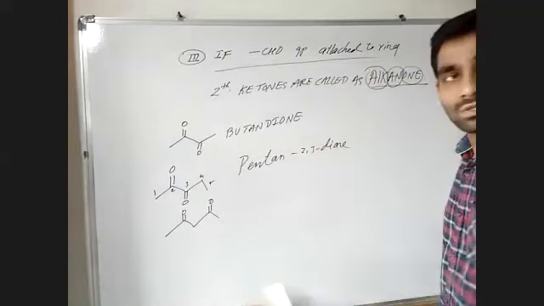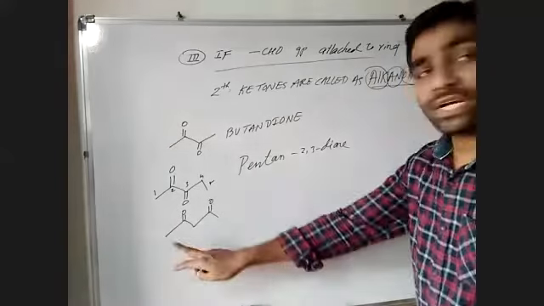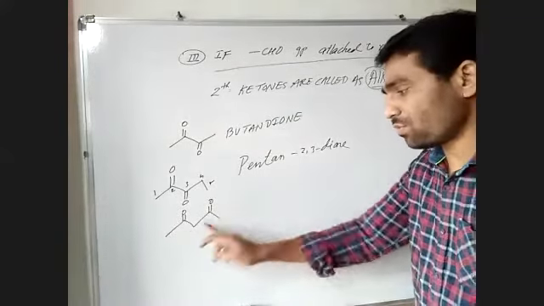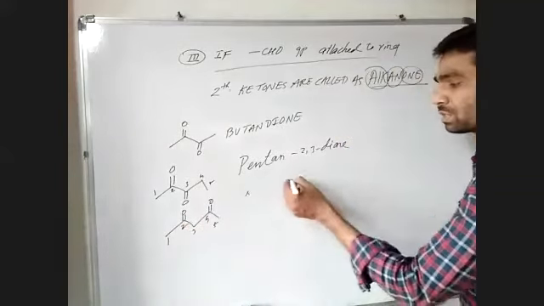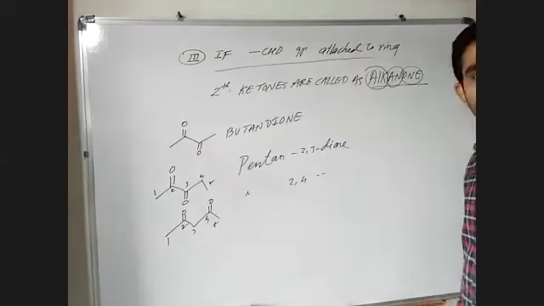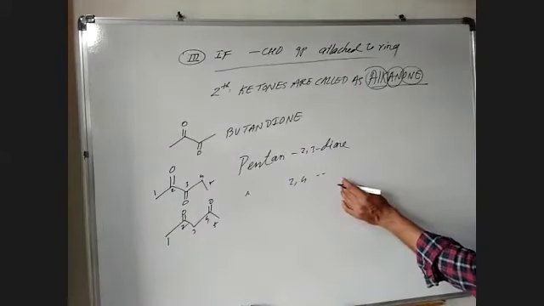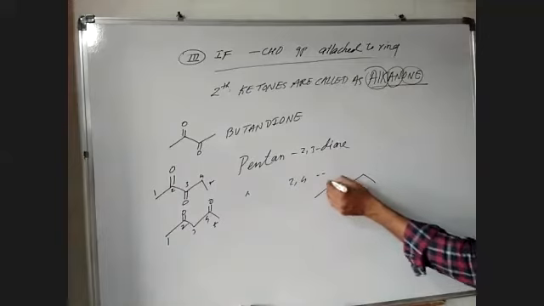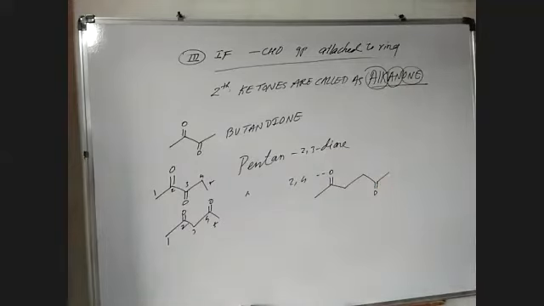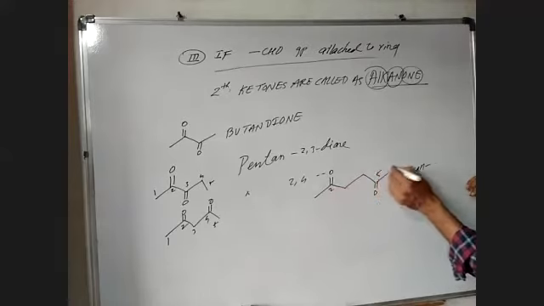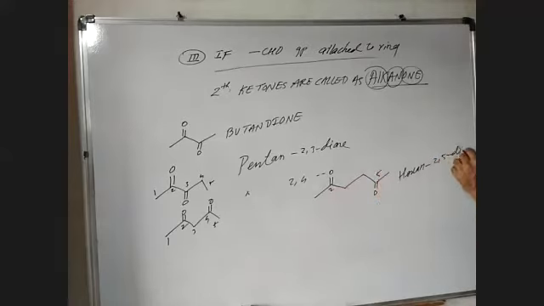And what about this? Fast. Pentane 2,3 dione. What is this? Pentane 2,3,4. 1, 2, 3, 4, 5. Pentane 2,4 dione. Right? Pentane 2,4 dione. What for this one? Yes. What for this one? Hexane. 2, 3, 4, 5. 2, 5 dione. Hexane 2,5 dione. Right? Yes. Correct.